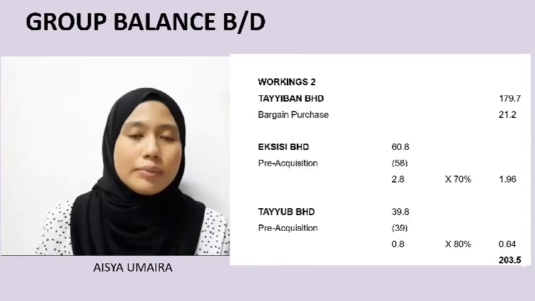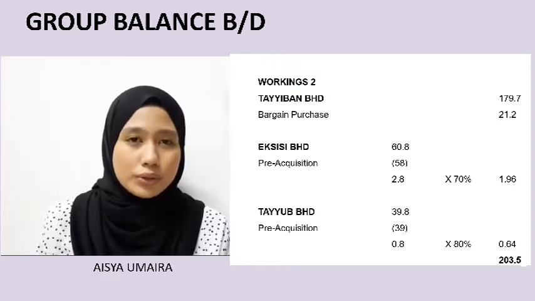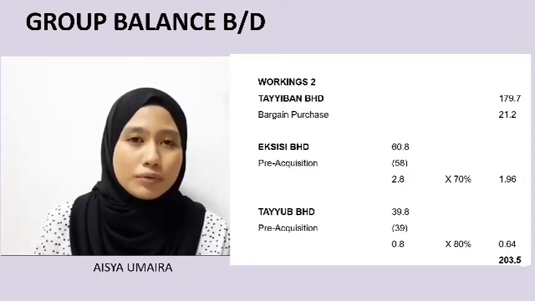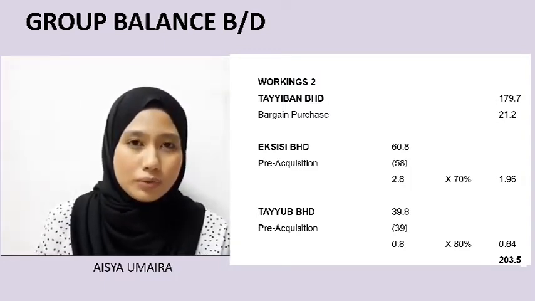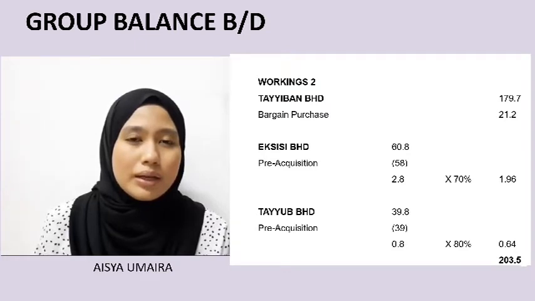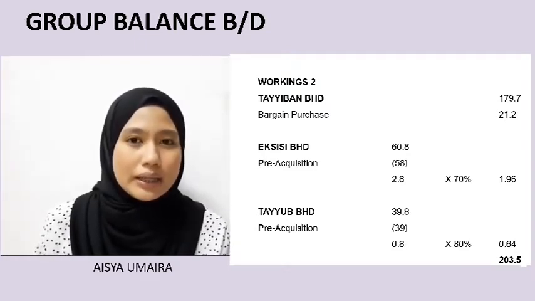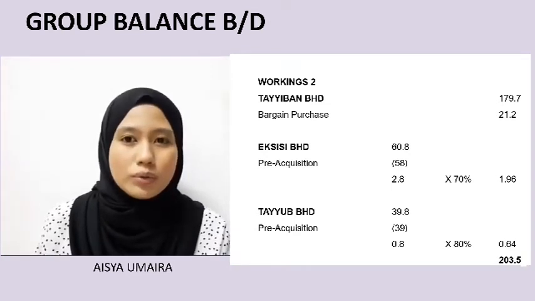For the workings to calculate the balance breakdown for the group, for the holding company, we need to add the retained profit with the bargain purchase, and for the subsidiary, we need to minus the retained profit with the pre-acquisition retained profit, and the balance will be multiplied by the percentage the group holds, which in XCC is 70% and in Tayyub 80%, and the total will be 203.5 million.